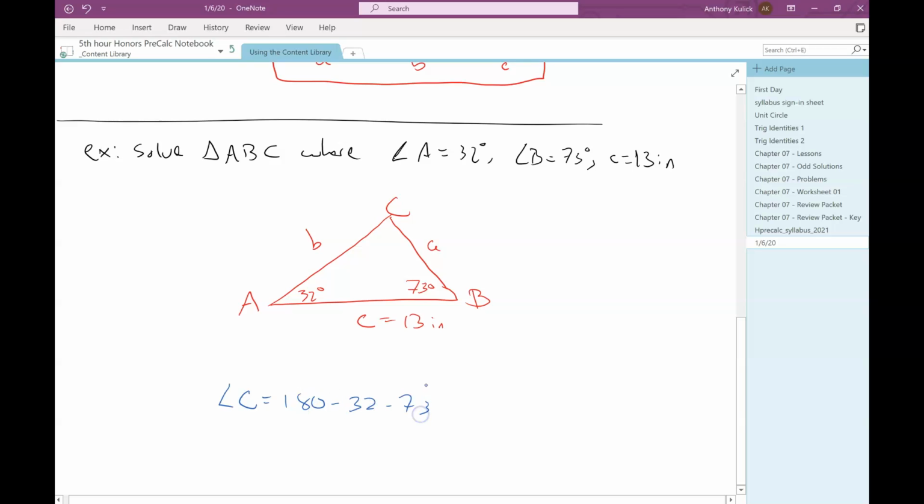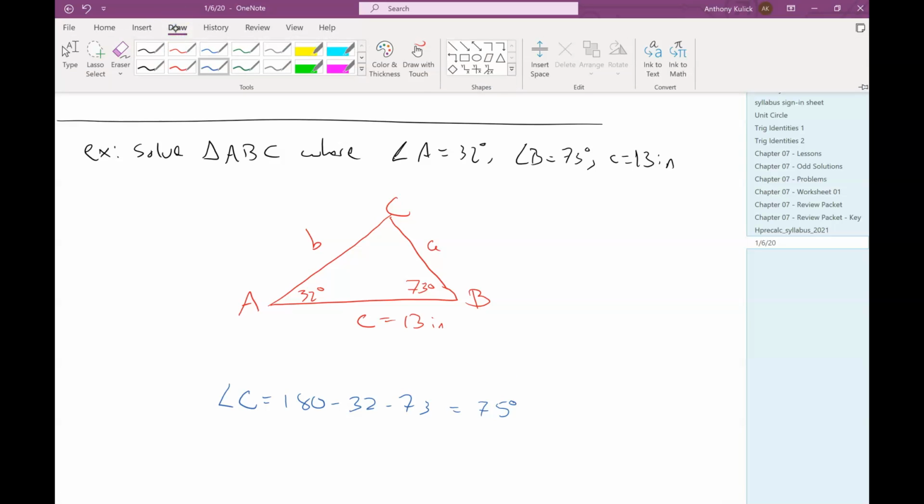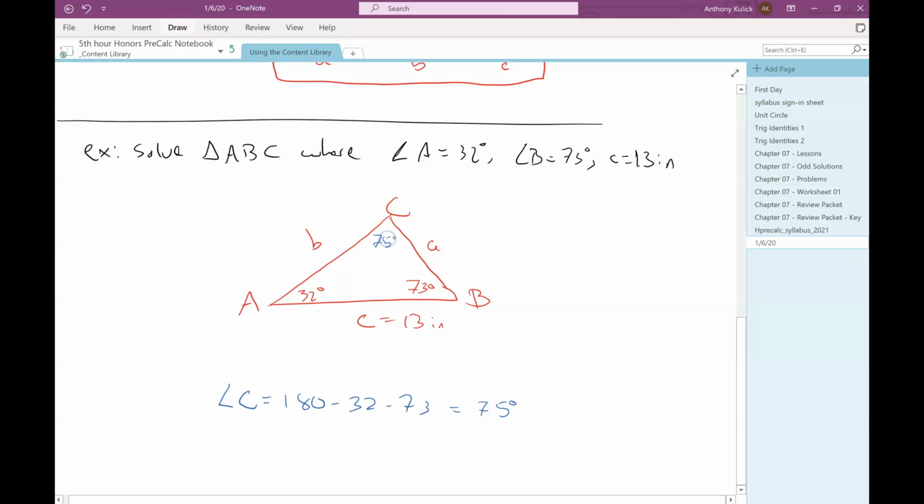Yeah, so I can just use the Triangle Sum Theorem that says the interior angles of a triangle add to 180 degrees. So if I know two of the angle measures, I can find the third one really easy. So when I do that, I get 75 degrees. Everybody's okay there?